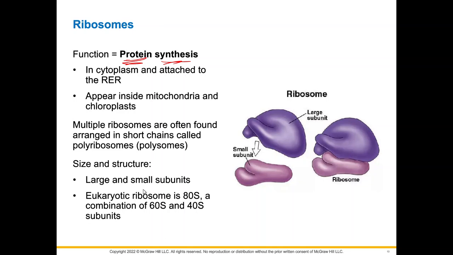So multiple ribosomes can also be found arranged in chains. We call these polyribosomes or polysomes. But their structure is like this. They have a large and a small subunit that's sandwiched together, and they are described by what they call Svedberg units. So in eukaryotic ribosomes, we have an 80S unit total, and then the large subunit is 60S, and the bottom one, the small one, is 40S.